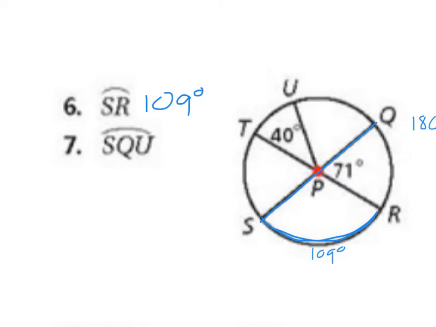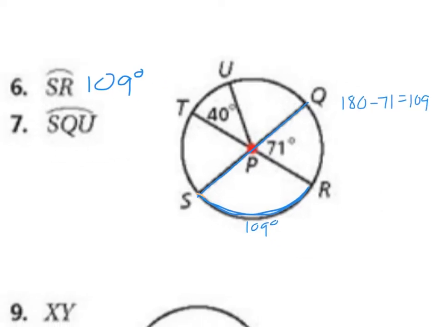Okay, and now we need to find arc SQR. So we're going to go from S to Q, or SQU. So S to Q, then to U. So we're looking for this arc, which there's different ways that we can solve this one. We can either do 360 minus the part that's not included, or we can find out what this angle is and add that to 180.